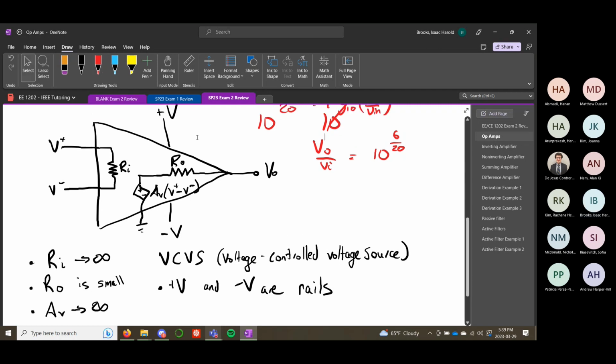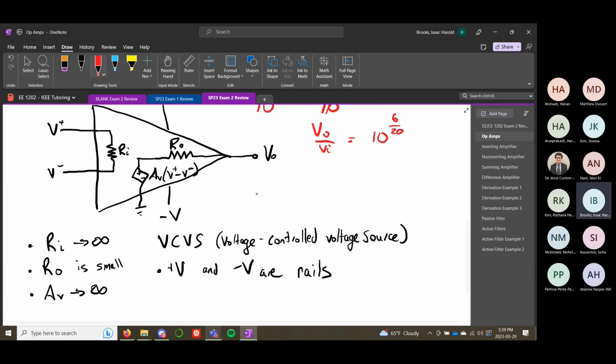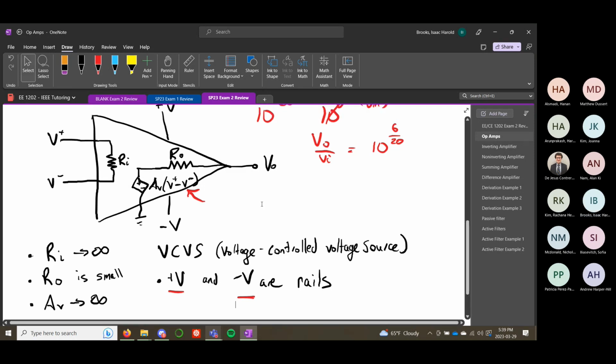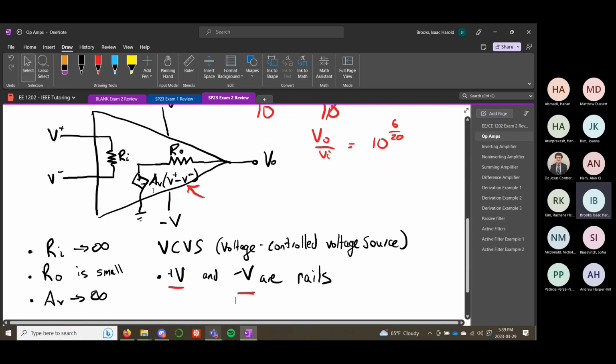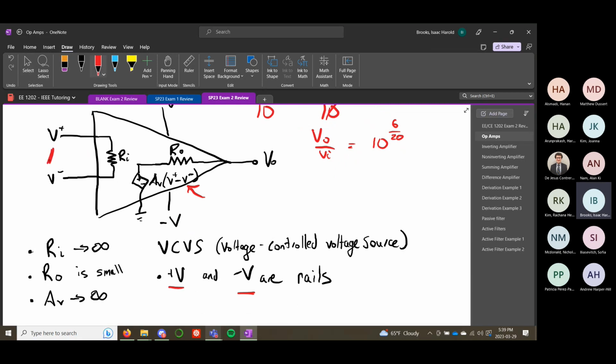And then the voltage across this input resistor feeds into this voltage controlled voltage source. This is how we can model the op amp, where it's clamped by the positive and the minus rails. And this is the equation for the voltage source. It's the gain times the difference between these two voltages.